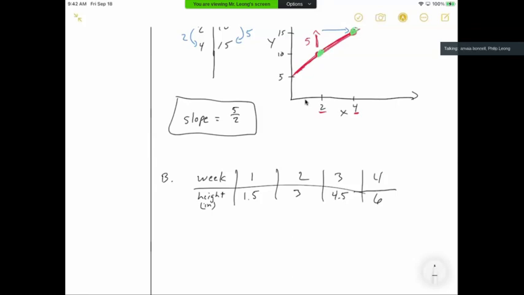Mr. Leon, under the 2 is a 3, right? Yes, that's a 3. Thank you for asking. Sorry about that. I'm not sure if that helped. Okay.